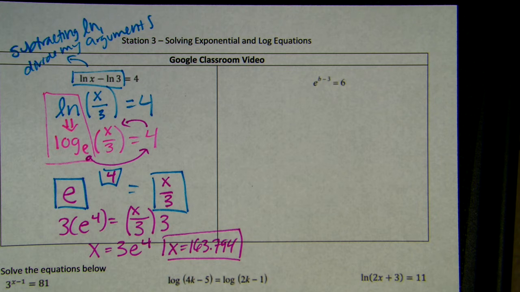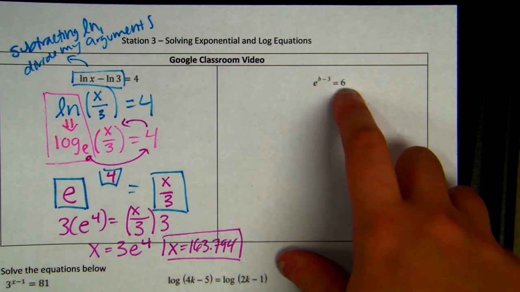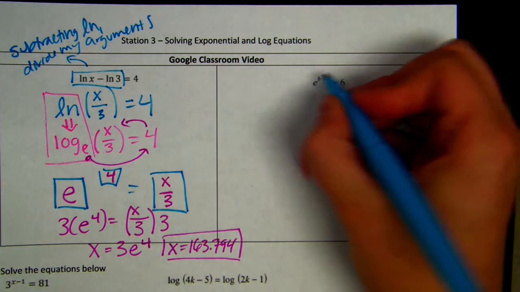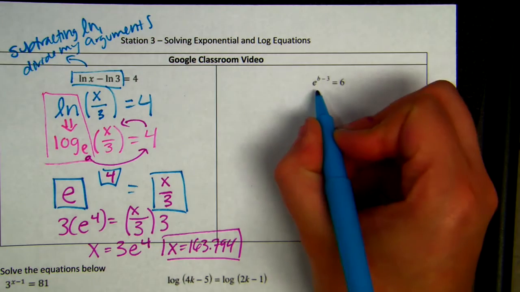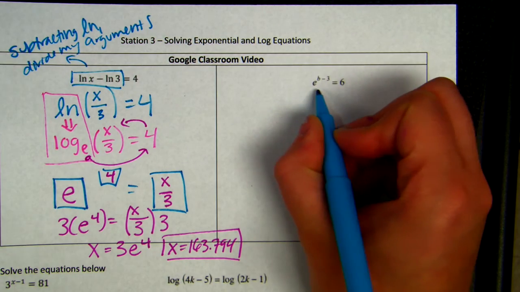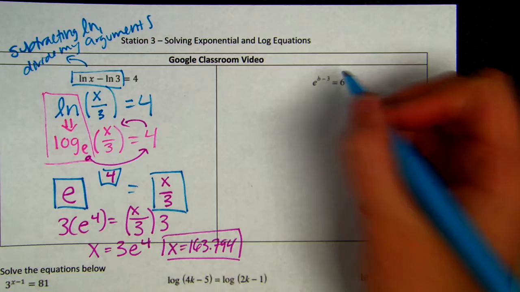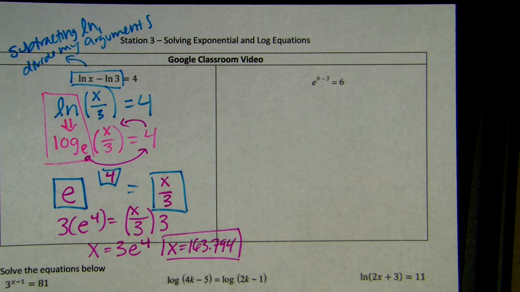So again, if you have any questions about that, please talk to me or Miss Avra. Otherwise, we're moving on. So we have e to the power of b minus 3 equals 6. So here I am solving for my b. So I see that I have that in an exponent, so I need to get that b minus 3 out of the exponent. How do I do that?